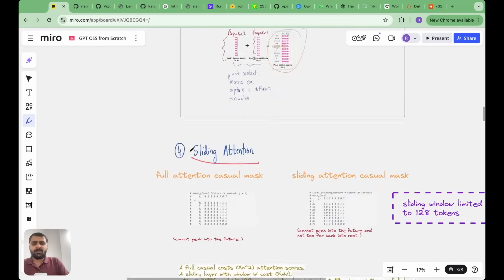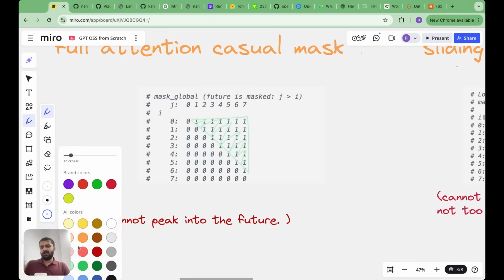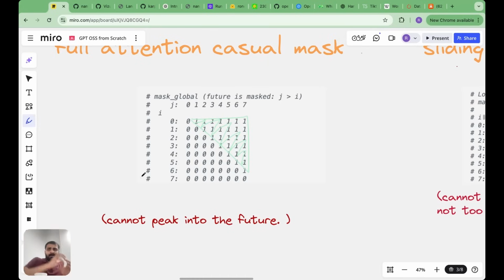In the previous lecture, if you remember, we looked at the causal attention mask, right? And let me mark that mask for all of you. Essentially, all the elements which have been marked as 1 over here, those are the elements which are masked out, which means that every token cannot peek into the future. Tokens can essentially only look at their position and the tokens which come before them, right? So this is called the full causal attention mask.